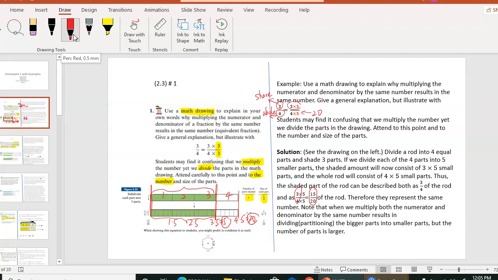And to answer the second part of that question, attend to the number and the sizes of the parts. So notice that when you look at the sizes, originally it's 4 big slices, but now you have 20 smaller slices, and your share of 3 big slices is turned into 15 small slices. So I have to say that when we multiply both numerator and denominator by the same number, it results in dividing the bigger parts into smaller parts. And also the number of parts is larger, but the size is smaller. I should add a sentence here: and the size of each part is smaller. So we have more slices or more parts, but the size of each one, look, this is the size of each one now compared to that one is much smaller.